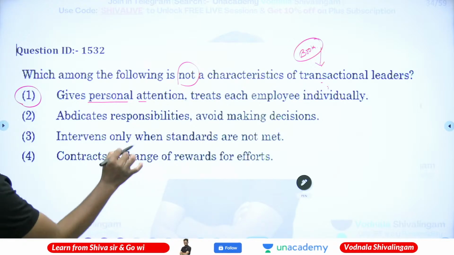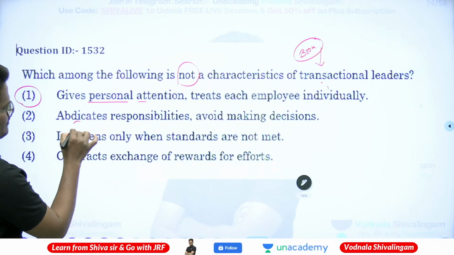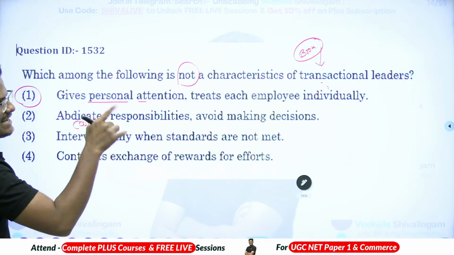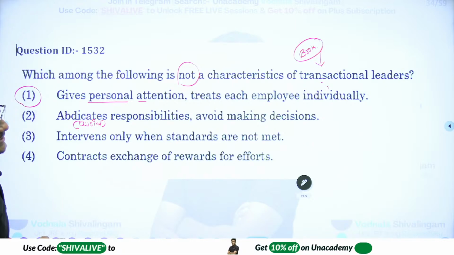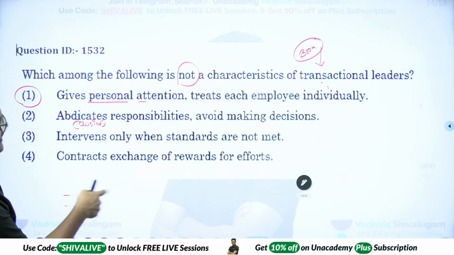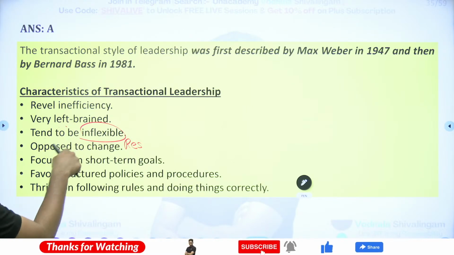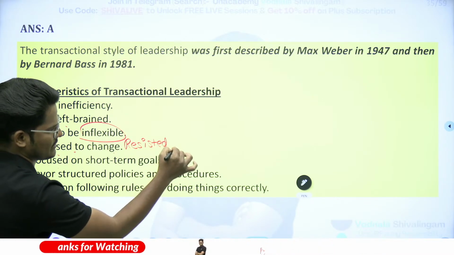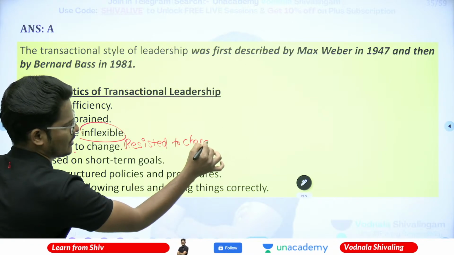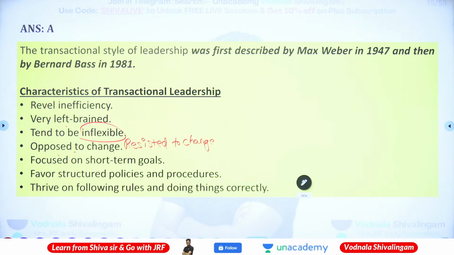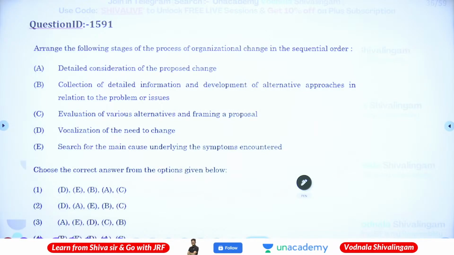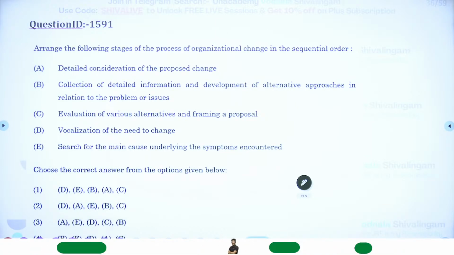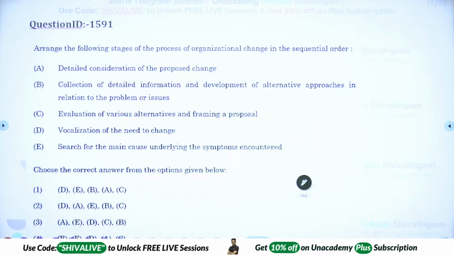And here, abdicates responsibility means just avoiding the responsibilities. In these leaders, yes, they will avoid the responsibilities because they don't want to be accountable. That is why, if you look at over here, very left brain and tend to be inflexible, opposed to change, means they resist change. They don't want to adopt a new thing, just transacting in a regular way. Abdicates means avoiding.